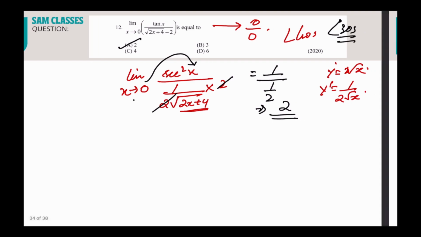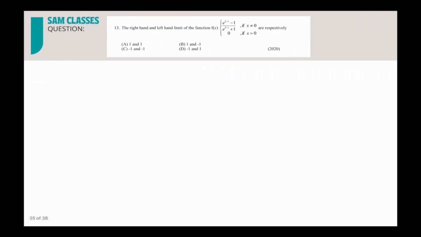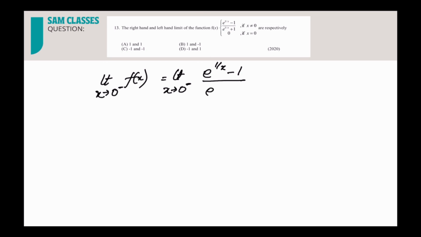Okay. Now the last question, 13th, 2020. You have to find the left hand limit and right hand limit. So first let's start with the left hand limit. Limit x tends to 0 minus f(x) is equal to limit x tends to 0 minus (e^(1/x) minus 1)/(e^(1/x) plus 1). I'm doing all this in detail; you don't have to do this much.